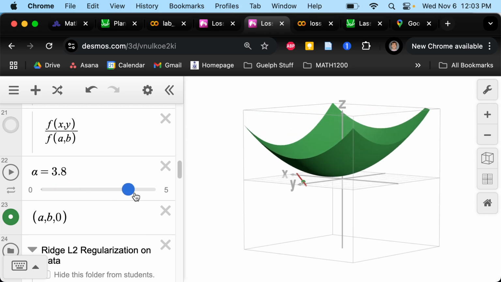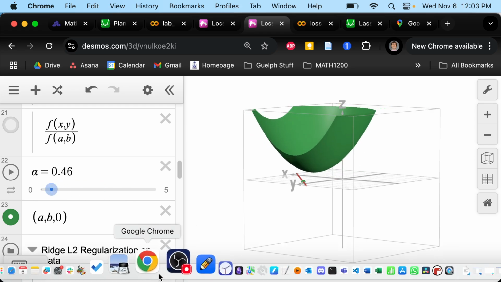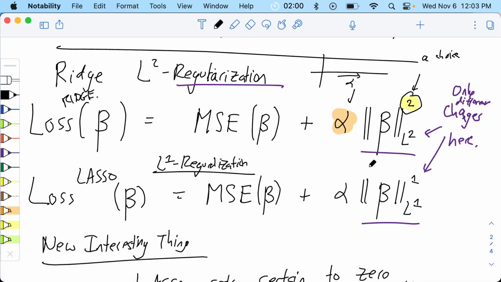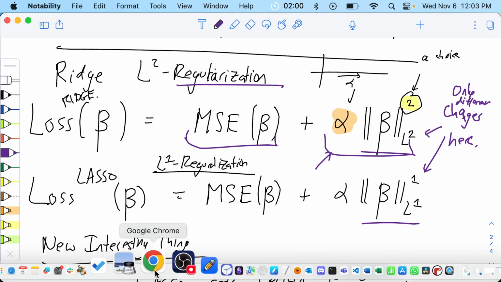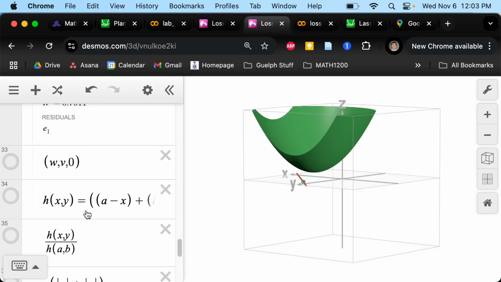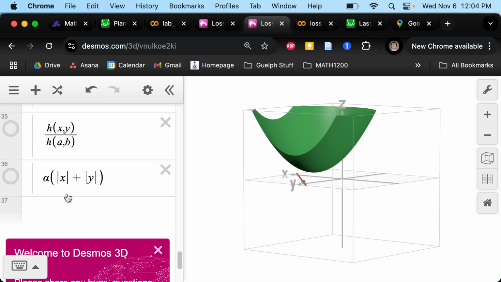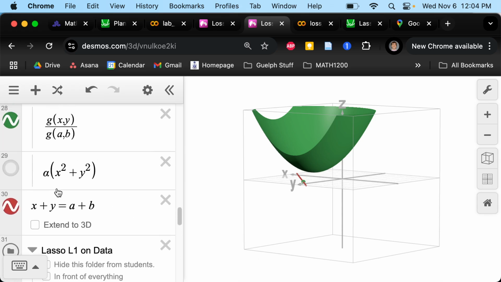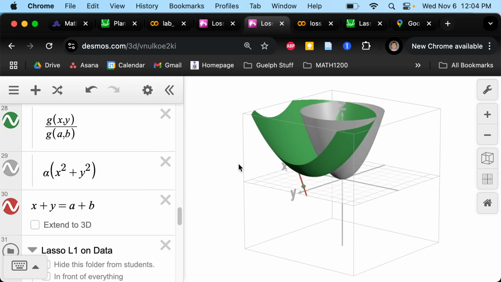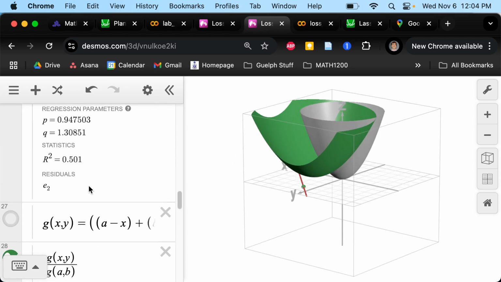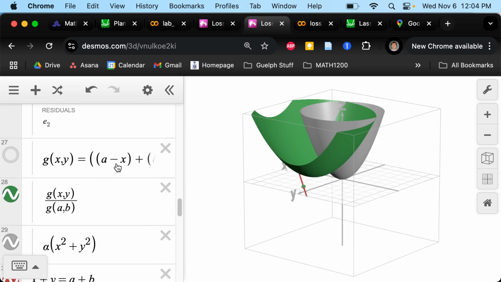And in fact, what we're doing is we're just adding on, mathematically, this function. So this is a function, and this is a function, and we're adding the two functions together. What does this function look like? You should know what this function looks like. Let's plot it. I have it here somewhere. It's the function alpha times x squared plus y squared. It's that gray bowl.